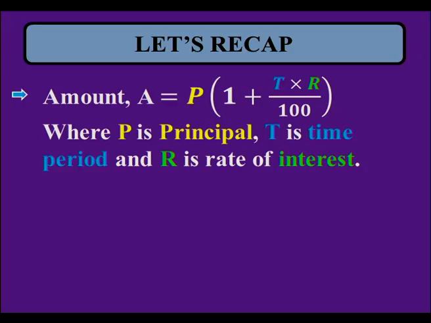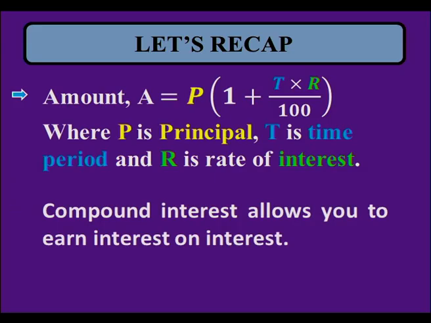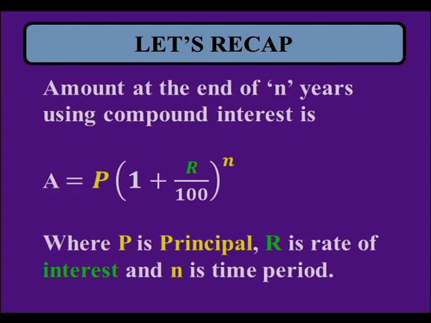Okay, children. Compound interest allows you to earn interest on interest. The amount at the end of n years using compound interest is given by A is equal to P into 1 plus R by 100 whole power n. Here P is the principal, R is the rate of interest and n is the time period.